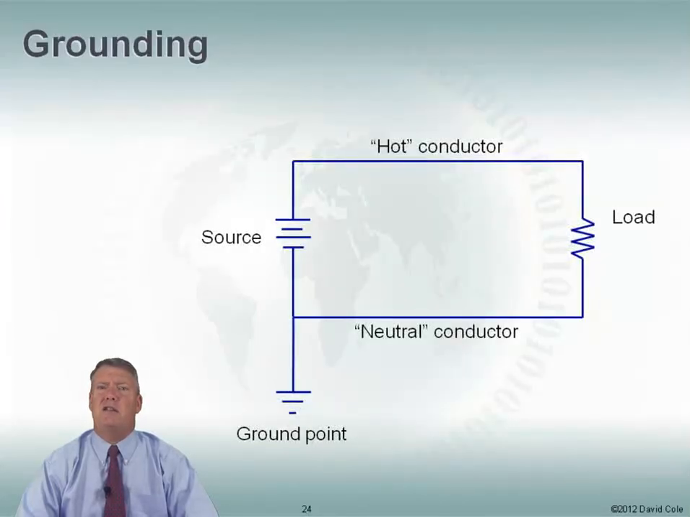So let's look at a little electrical circuit here. Here's my source. I show that as a battery in this case. That's the source of my power. I go across a hot conductor, which is going to carry my electricity. I go through my load, and I show my load in electrical terms as a resistance. That's what that jagged line there is going to be. And then I have a neutral conductor which carries the electricity back to ground.